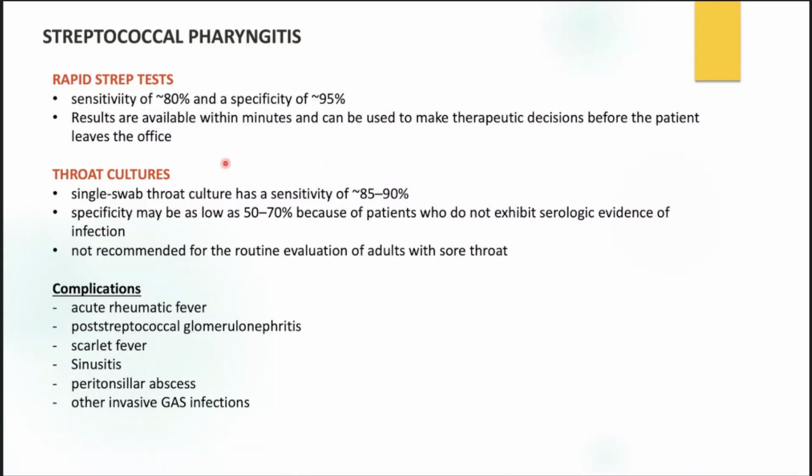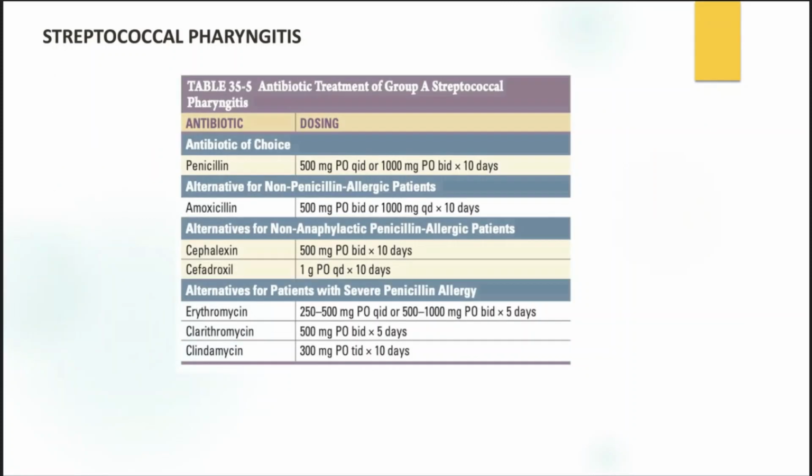Throat cultures are single swab throat cultures with a sensitivity of 85 to 90%, but the specificity is not high. It's actually low, at 50 to 70%, especially in those who do not exhibit evidence of infection. So, this is not recommended for the routine evaluation of adults with sore throat. Complications of strep pharyngitis would be acute rheumatic fever, post-streptococcal glomerulonephritis, scarlet fever, sinusitis, peritonsillar abscess, and other invasive group A strep infections as it spreads in the body.